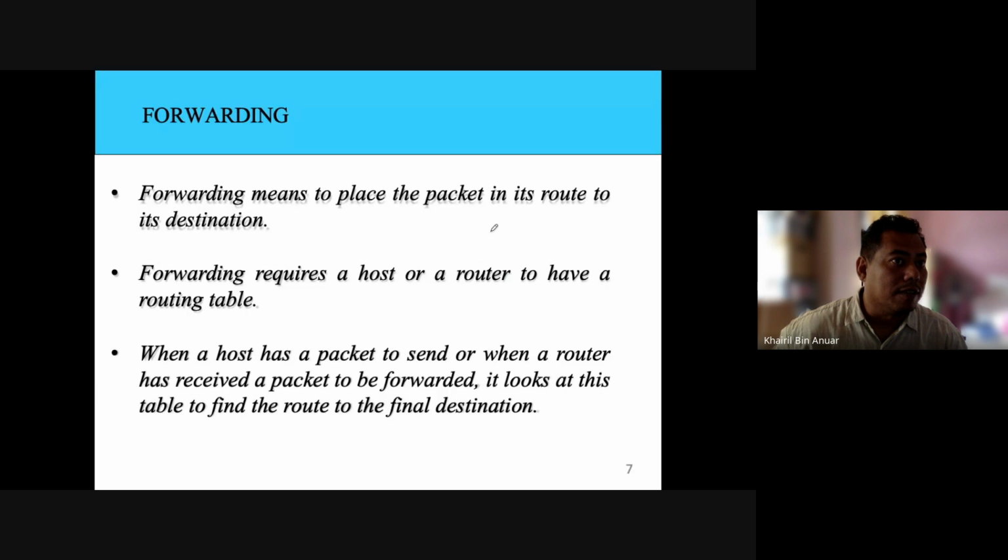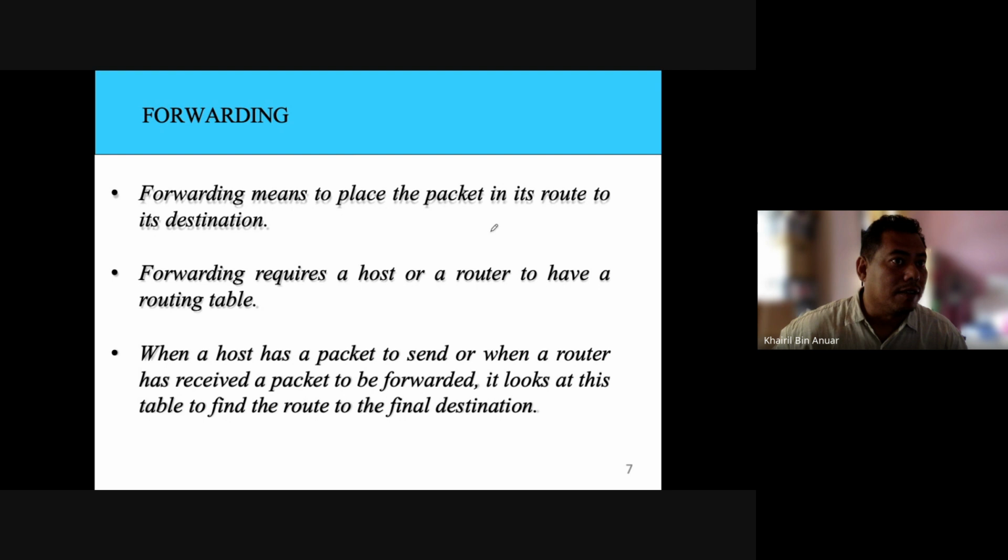Right. So what does the term forwarding mean? Forwarding means to place the packet onto its route to its destination. You just want to make sure that the packet is delivered to the next destination. Forwarding requires a host or router to have a routing table. It means that you need to refer to the routing table to find the next hop, or perhaps the next stop, for that packet itself.